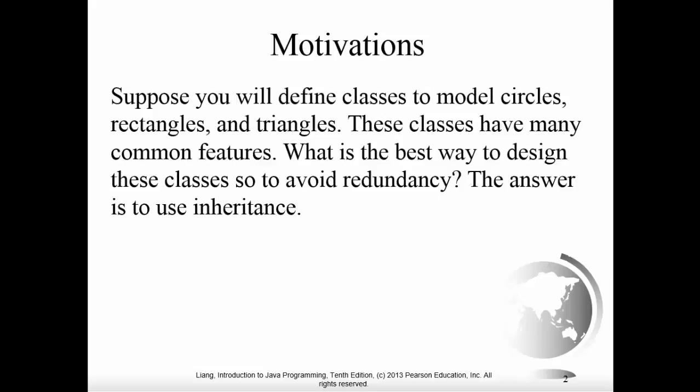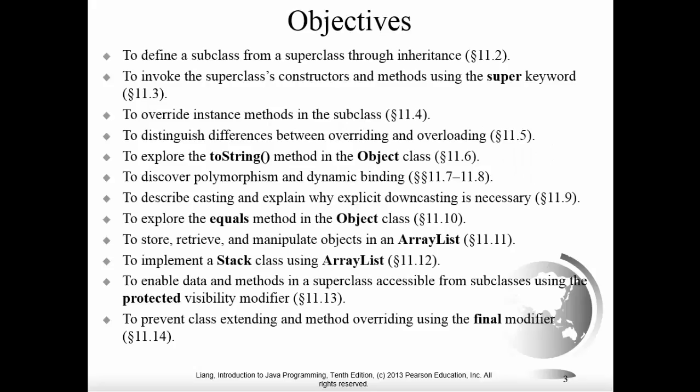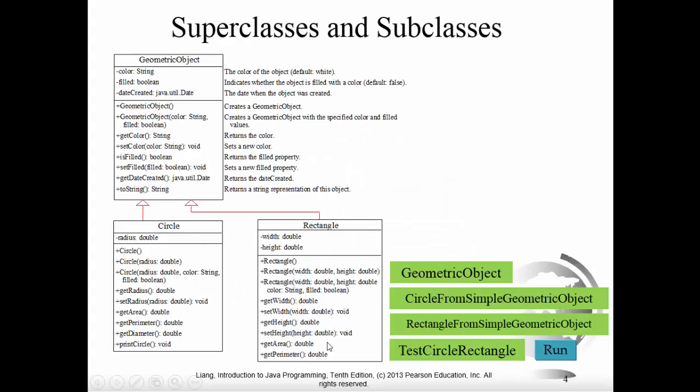So, in our example, you want to define classes to model circles, rectangles, and triangles. Because these shapes have many common features, what's the best way to design these classes so that you don't have to redundantly code each one individually? The answer is to use inheritance. In this chapter, there are a lot of objectives talking about superclasses, how to interface with the superclass constructors and methods. We'll look at all of these different kinds of things.